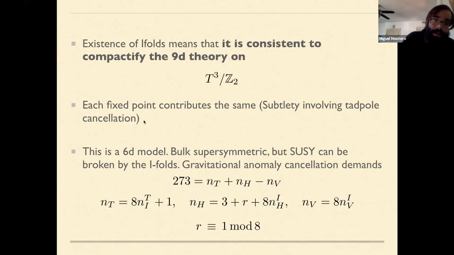And the point is that because we have eight I-fold fixed points, and each fixed point contributes the same, the total number of tensors coming from the I-folds is going to be a multiple of eight. The total number of hypers coming from the I-fold is going to be a multiple of eight, and the same for the total number of vectors. And when you plug this into this equation, taking into account the number of hypers, there's R hypers, where R is the rank of the gauge group. So we just took here a random 9D theory without constraining the rank of the gauge group. If we plug this back into the anomaly cancellation condition, we get that in order to have a solution, the rank has to be 1 modulo 8, which is precisely the periodicity that you observe in string compactifications.